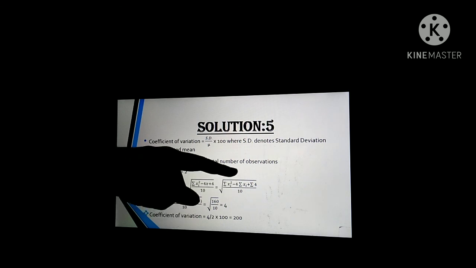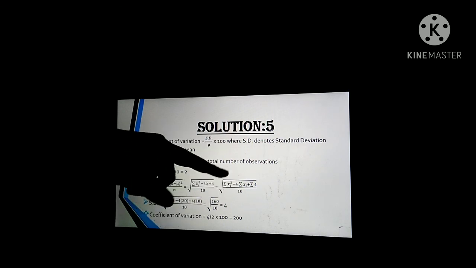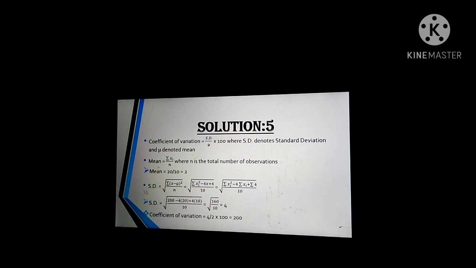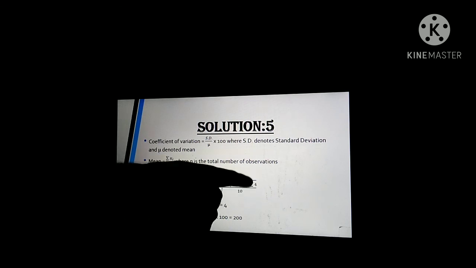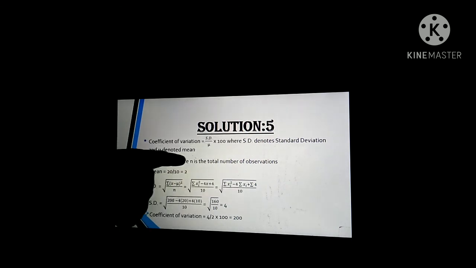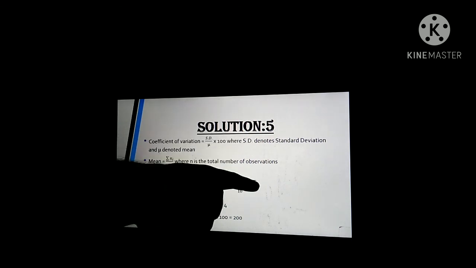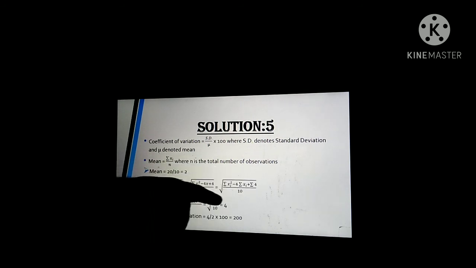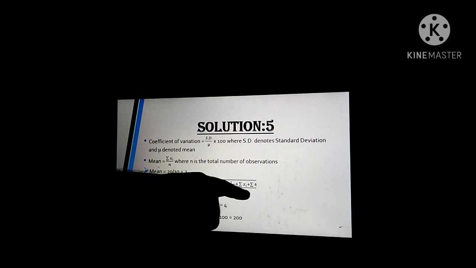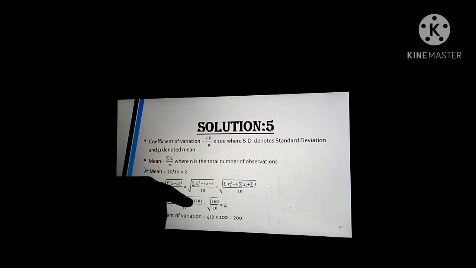And then sigma 4. Sigma 4 means 4 plus 4 plus 4 and so on, you need to keep summing 4 for all the 10 times, because there are 10 values. So 4 plus 4 plus 4 ten times, so this becomes 4 into 10, and then divided by n. The value of n is equal to 10. So if we simplify this expression, we get 160 in the numerator, 10 in the denominator. So 16, and then square root of 16 is 4.